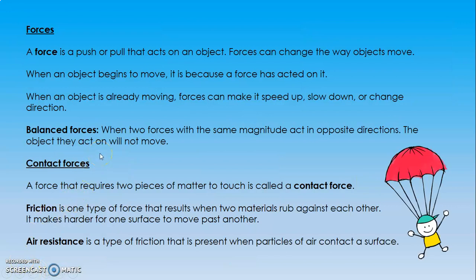Then, on page 89, it's the lesson 1. What are forces? A force is a push or pull that acts on an object. Forces can change the way objects move. When an object begins to move, it is because a force has acted on it. When an object is already moving, forces can make it speed up, slow down, or change direction.